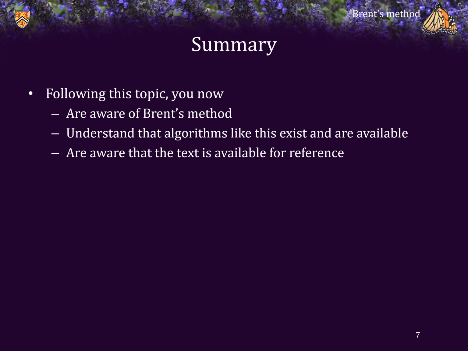So following this topic, you are now aware of Brent's method. You understand that algorithms like this exist and are available, and they try to go for the best of both worlds. They use a more efficient algorithm when it appears to be converging, successive parabolic interpolation, but revert to guaranteed convergence algorithms such as the golden ratio search when the more efficient technique appears to be not converging. You're also aware that the text is available for your reference.